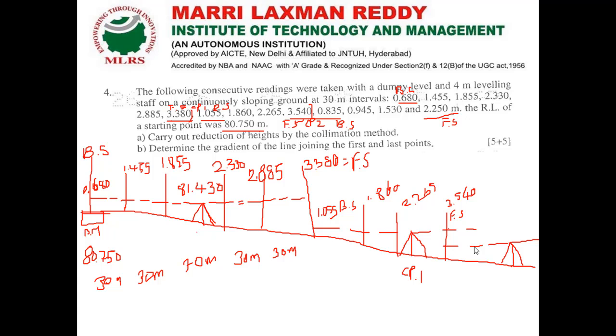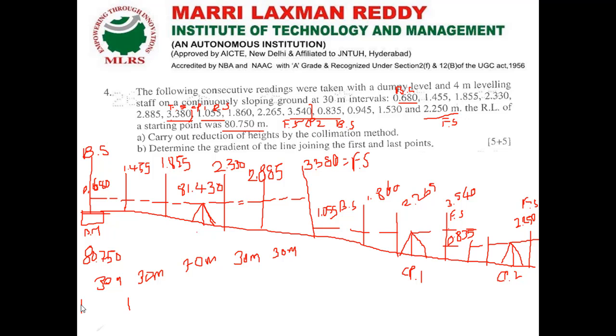At change point 2, the backsight reading is 0.835. Likewise the remaining points are 0.945, 1.530, and 2.250, which is our last reading and is written in the foresight. Now the interval is 30 meters.